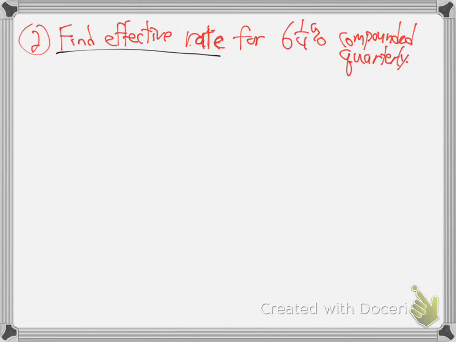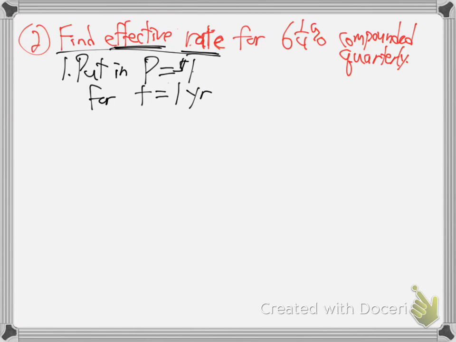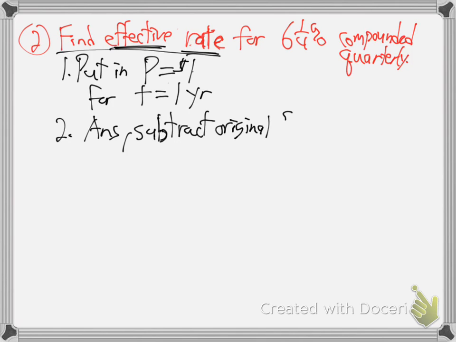Okay, number 2 here. They say find the effective rate. So whenever we do effective rate, step 1, we put in P equals $1 for t equals 1 year. Step 2, take the answer, subtract the original $1 and change to percent. So there's the 2 steps we do whenever they say find effective rate.